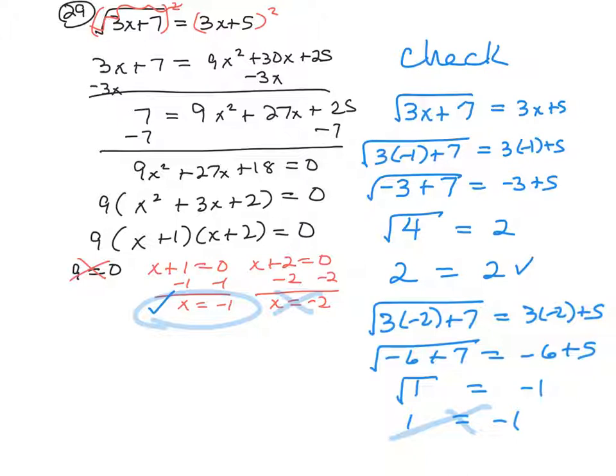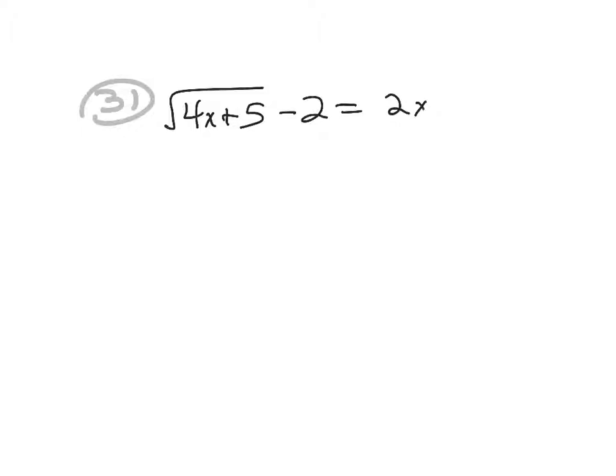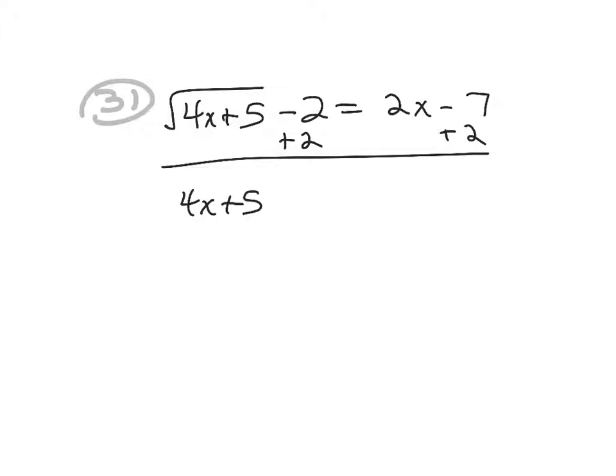Number 31. This problem has the square root of 4x plus 5, minus 2 equals 2x minus 7. Again, my first step is always to isolate the radical. So I'm going to subtract the 2. The square root of 4x plus 5 is now isolated.